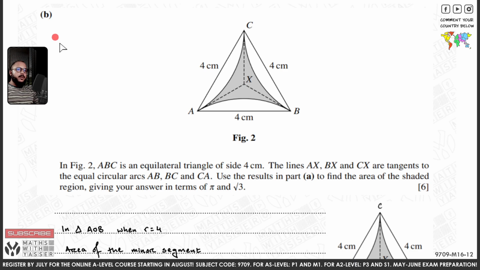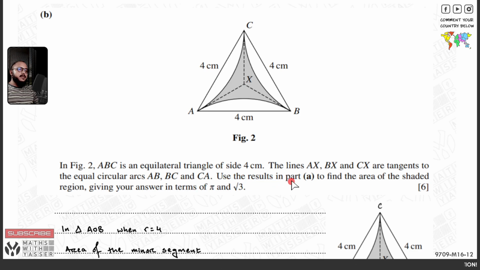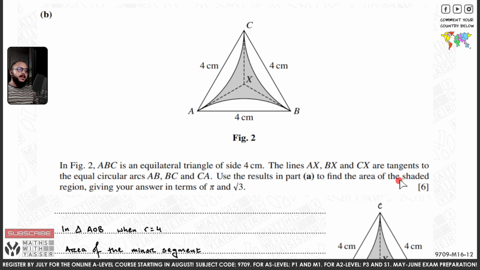In the next part of the question, it says in figure 2, ABC is an equilateral triangle of side 4 centimeters. So this is the triangle they are talking about with side 4 centimeters. The lines AX, BX, and CX are tangents to the equal circular arcs AB, BC, and CA. Use the results in part A to find the area of the shaded region, giving your answer in terms of pi and root 3.